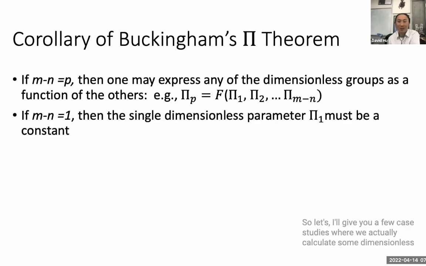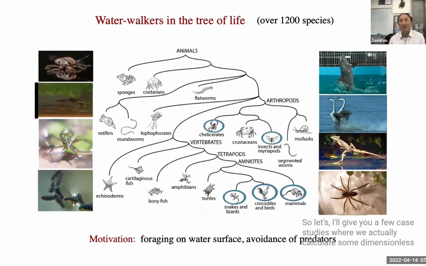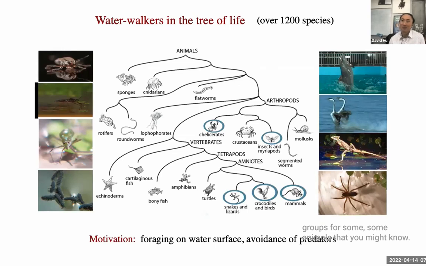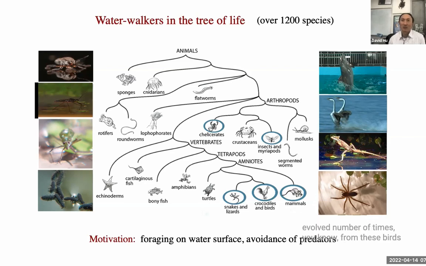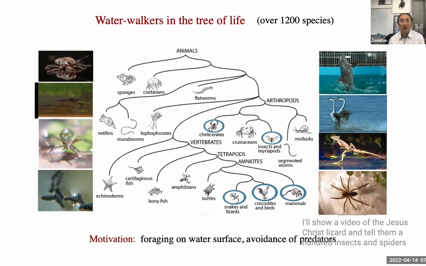So I'll give you a few case studies where we actually calculate some dimensionless groups for some animals that you might know about. So let's start. I actually worked on this with John Bush when I was a PhD student. Let's start by looking at the problem of walking on water, which has evolved a number of times, from birds like Clark's grebe that can slap the surface and run on water. I'll show a video of the Jesus Christ lizard, and 1,200 insects and spiders have all evolved independently to basically use their legs on the water surface.